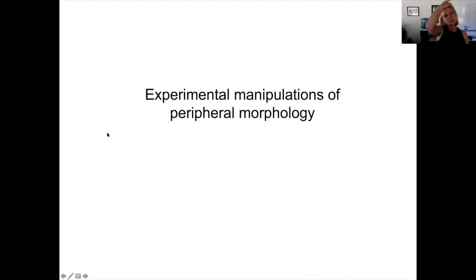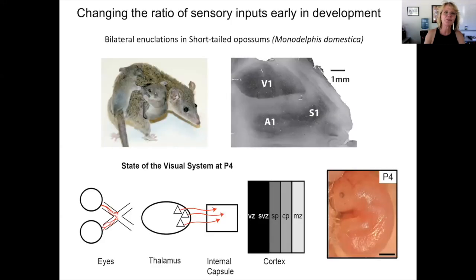Okay, now I want to talk about experimental manipulations of peripheral morphology. The animal that we use is the Monodelphis domestica, or the short-tailed opossum. We have a really cool colony in our laboratory. What we want to do is change the ratio of incoming sensory input. These are highly visual animals, and we want to completely remove it before the nervous system has developed.